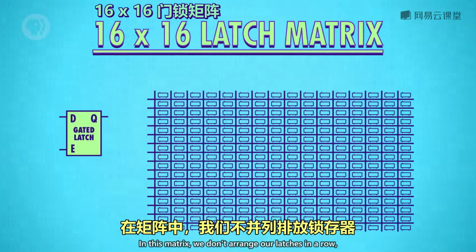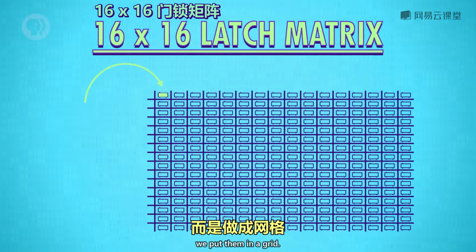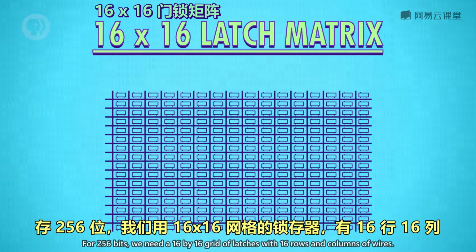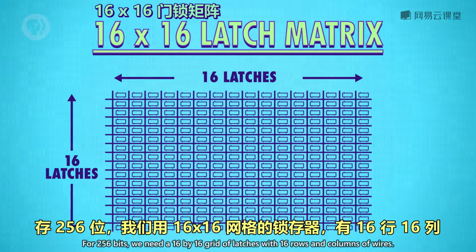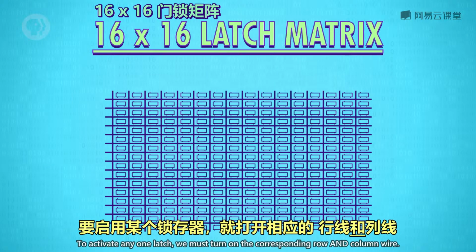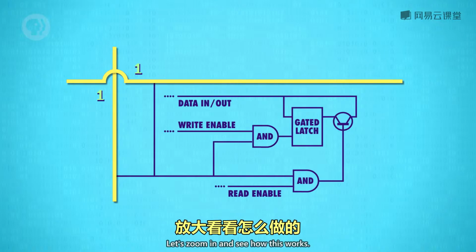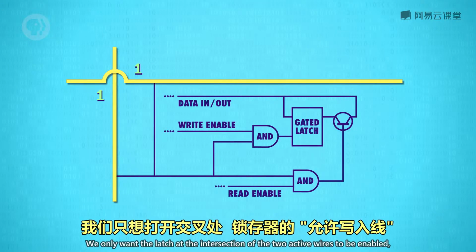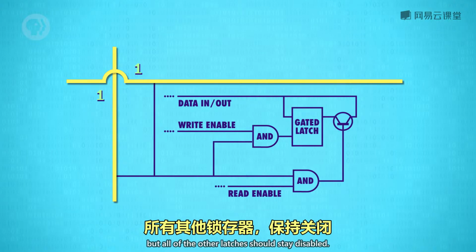In this matrix, we don't arrange our latches in a row, we put them in a grid. For 256 bits, we need a 16 by 16 grid of latches, with 16 rows and columns of wires. To activate any one latch, we must turn on the corresponding row and column wire. Let's zoom in and see how this works. We only want the latch at the intersection of the two active wires to be enabled, but all of the other latches should stay disabled.